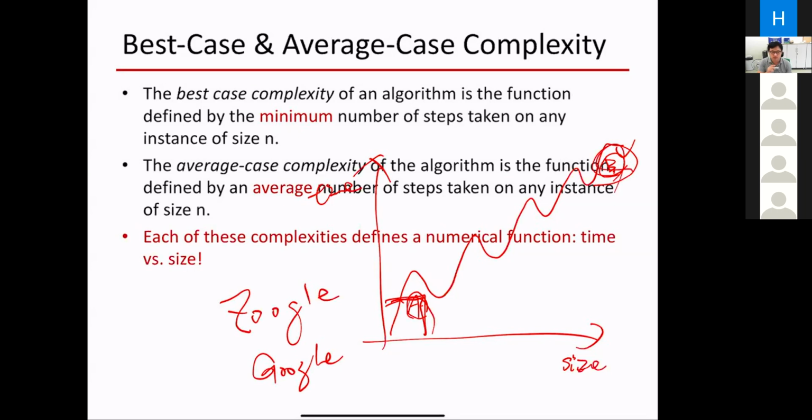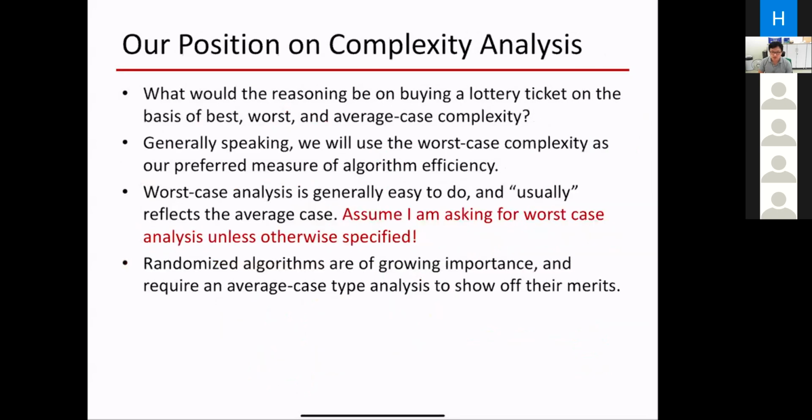So the main approach in algorithms is, when the size is big, how long does it take in the worst case? Meaning, how can you guarantee? That's what matters. So what would the reasoning be when buying a lottery ticket? Is it based on the best case, worst case, or average case? How are you going to buy a lottery ticket? I'm buying at the best, right? I'm hoping I'm going to have $1 million and buy something.